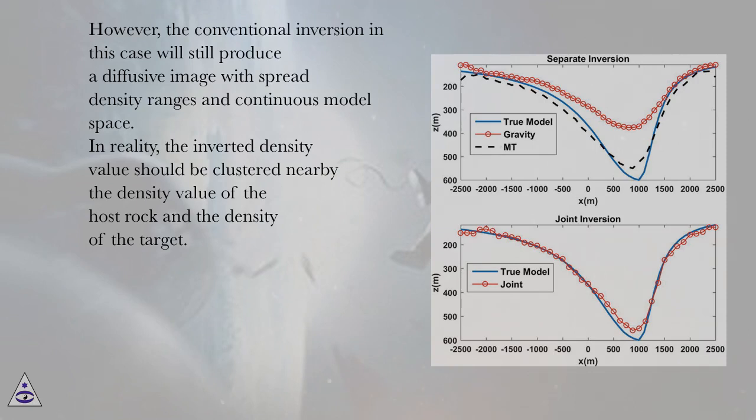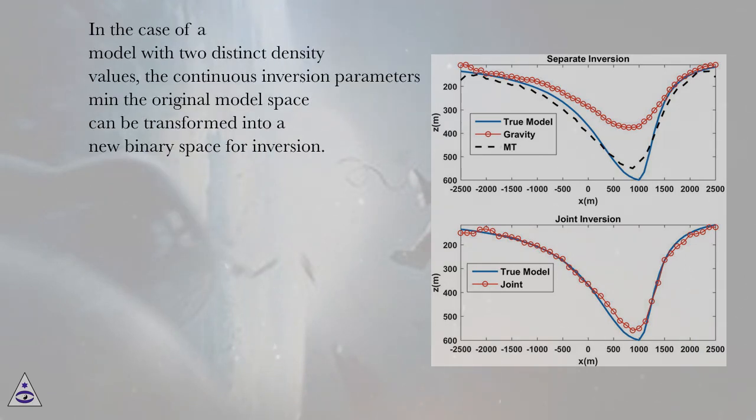However, the conventional inversion in this case will still produce a diffusive image with spread density ranges and a continuous model space. In reality, the inverted density value should be clustered nearby the density value of the host rock and the density of the target. In the case of a model with two distinct density values, the continuous inversion parameters in the original model space can be transformed into a new binary space for inversion.